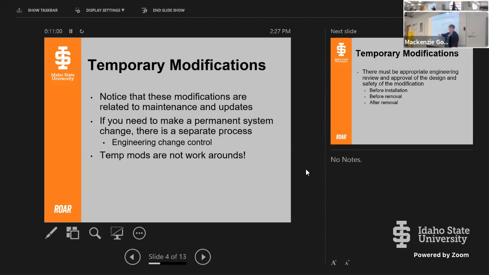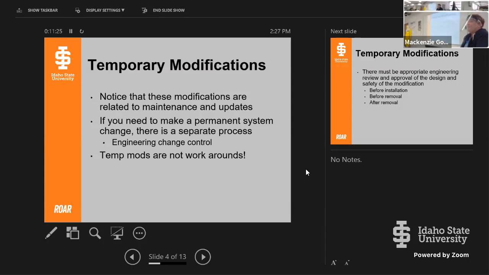if it wasn't a maintenance thing, you couldn't get this approved anymore. And so it forced everyone to actually make design changes. But be aware, temp mods are not for working around a problem that needs to be fixed. It's for performing maintenance, doing updates, or dealing with some other very temporary emergent situation, okay?